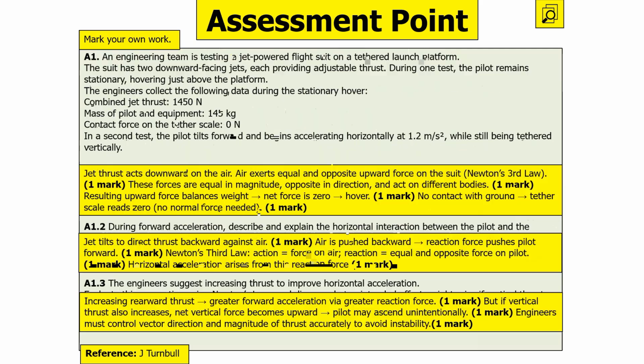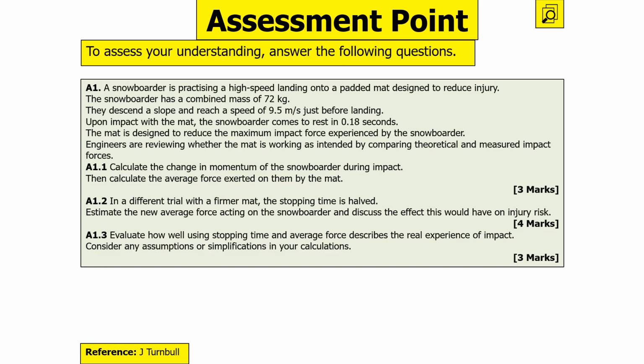A snowboarder is practicing a high-speed landing onto a padded mat designed to reduce injury. The snowboarder has a combined mass of 72 kilograms. They descend the slope and reach a speed of 9.5 meters per second just before landing. Upon impact with the mat, the snowboarder comes to rest in 0.18 seconds. The mat is designed to reduce the maximum impact force experienced by the snowboarder. Engineers are reviewing whether the mat is working as intended by comparing theoretical and measured impact forces.